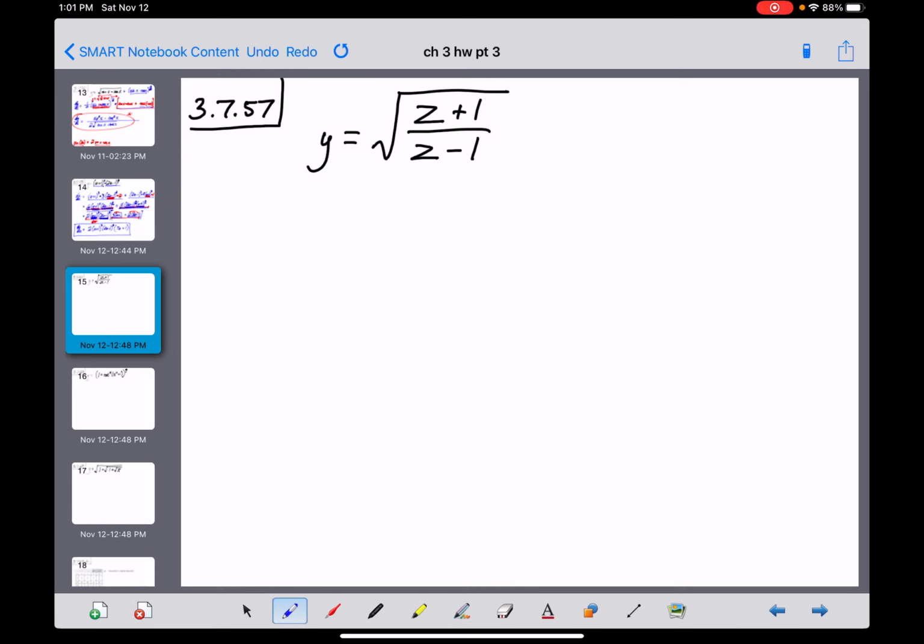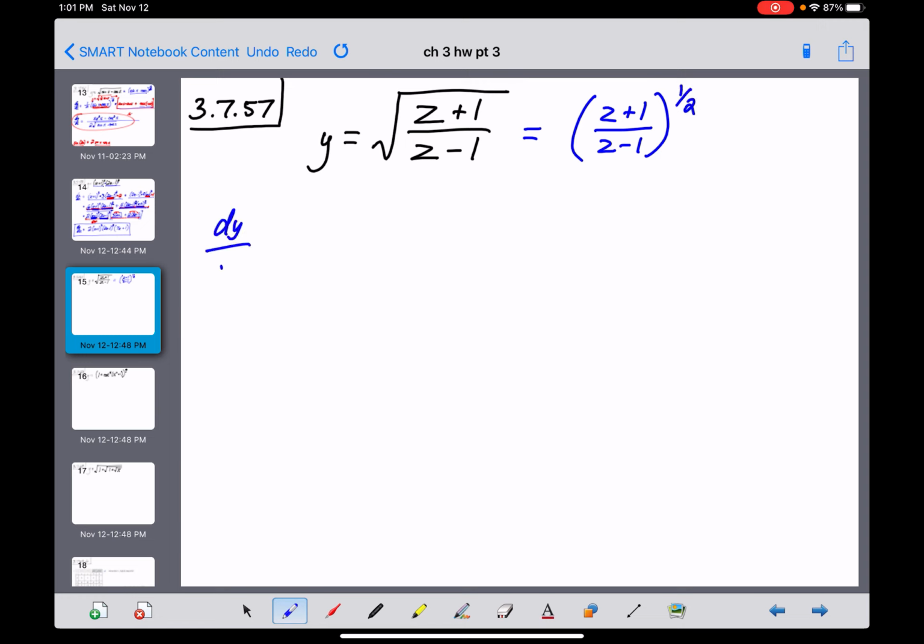Okay, number 57 is a tough one. We're being asked to take the derivative of y, which is the square root of a quotient. As I've said before, and I'll keep saying again, I don't think we're ready yet, guys. Maybe we will be at some point, maybe not, to take the derivatives of square roots. I think it would help us to rewrite this now as z plus 1 over z minus 1, all of which is being taken to the 1/2 power.